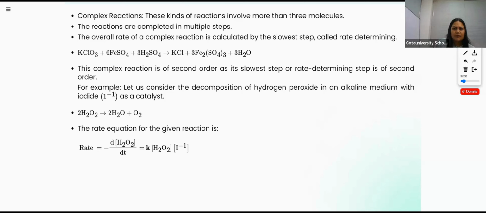Another example has been given here for hydrogen peroxide, where the hydrogen peroxide is decomposed in alkaline medium, right, in the presence of a catalyst, right? The rate equation given for this reaction is this. This is the instantaneous rate of reaction. All right. Now, what is happening in this reaction?